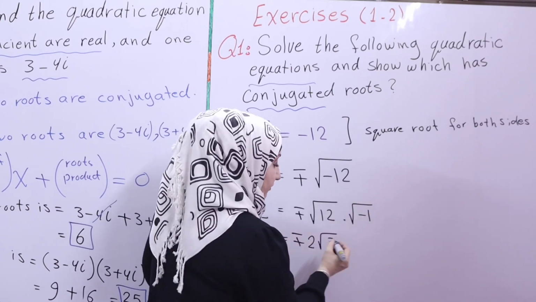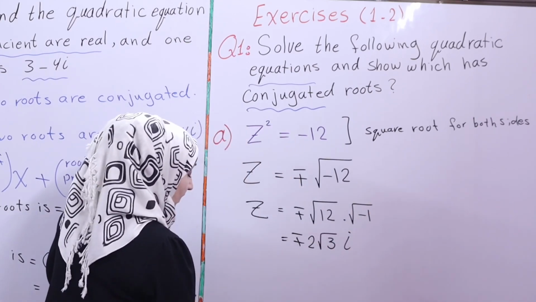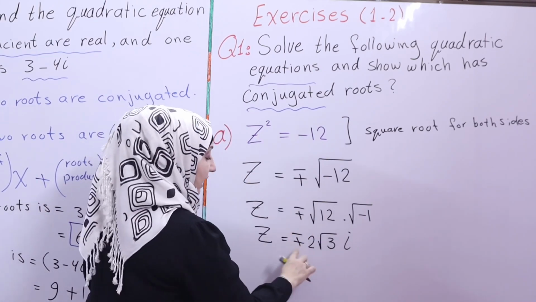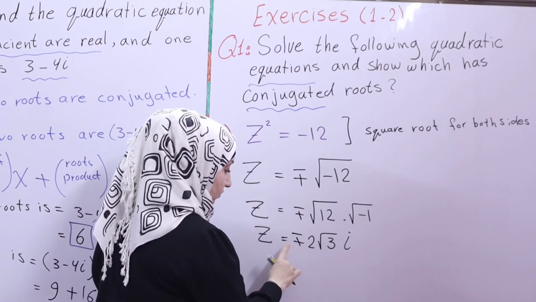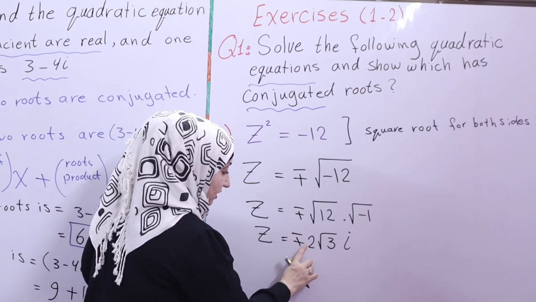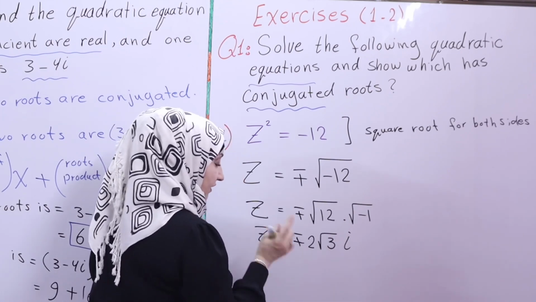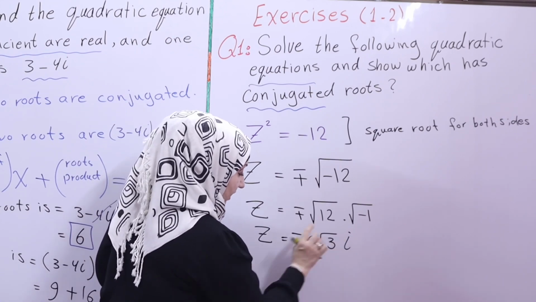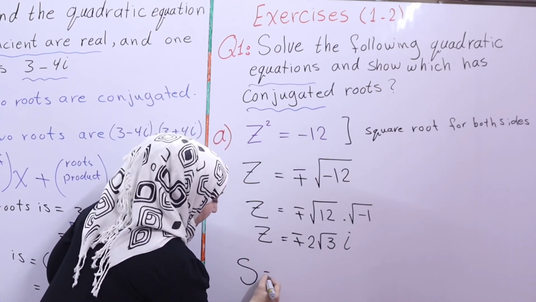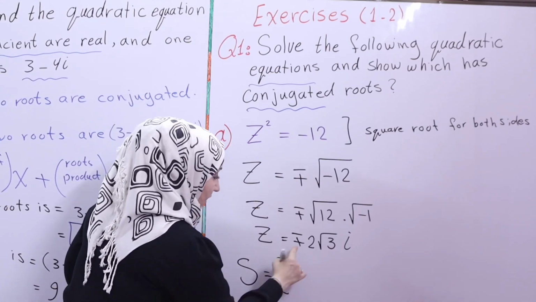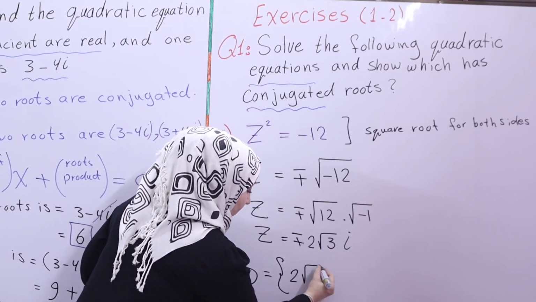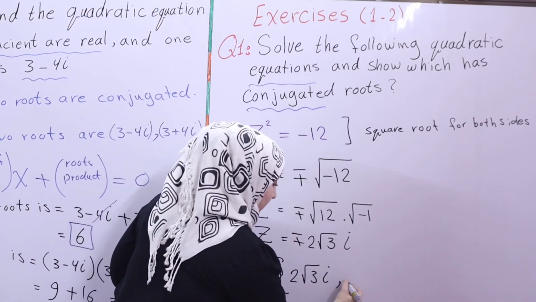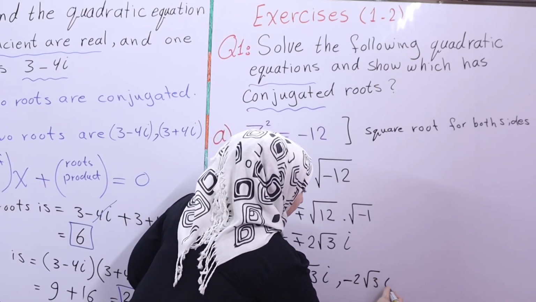Multiplied square root of negative 1 equal i. So here we get 2 roots for the equation. حصلنا على جذرين المعادلة. The first root, which is the value of z, is positive 2 square root of 3i. The second value for z is negative 2 square root of 3i. That means we can write the set of solution equal: the first value is 2 square root of 3i, the second value of z is negative 2 square root of 3i.